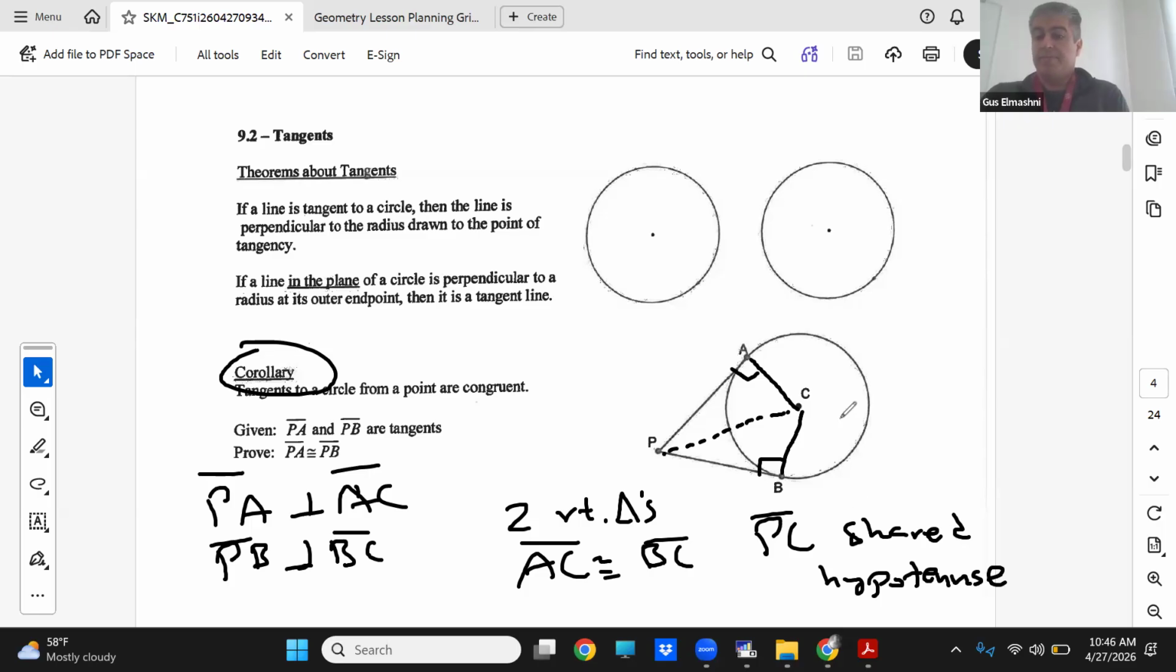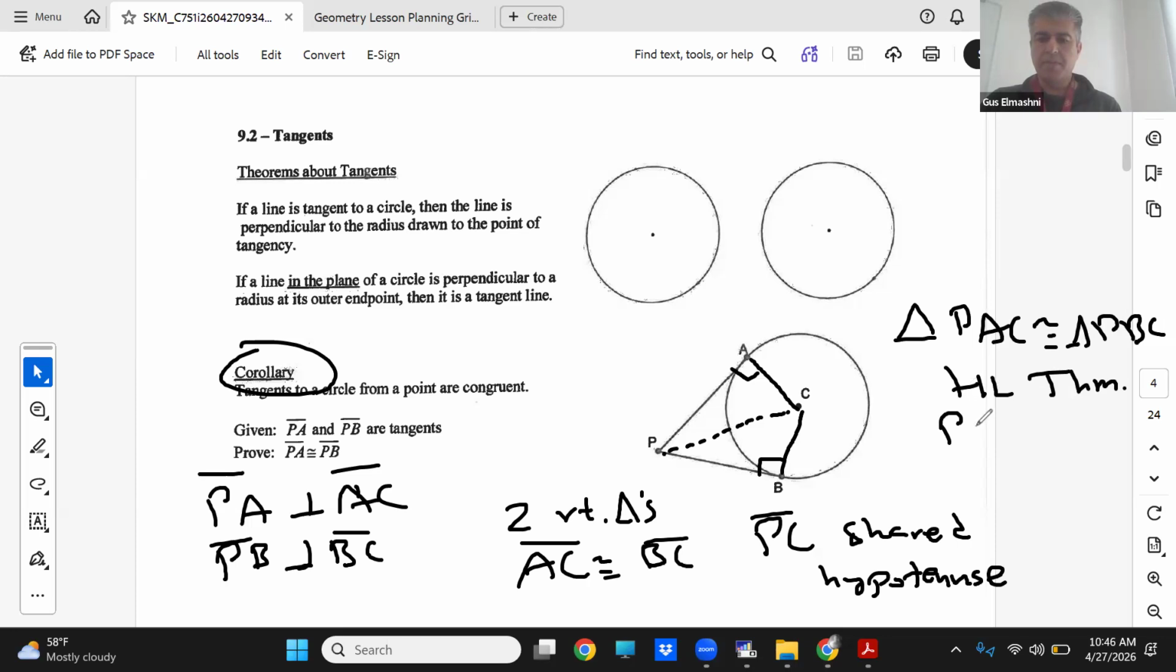So we have enough, because of all these reasons, right? Then triangle PAC is congruent to triangle PBC by the HL theorem. And therefore, PA is congruent to PB. I know I didn't do this in a very linear fashion, which kind of goes against my own words, because I sometimes get upset when people don't do that.